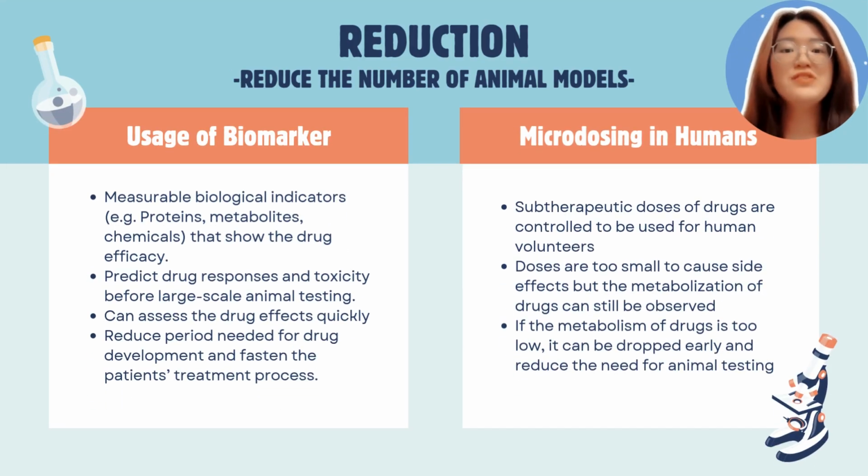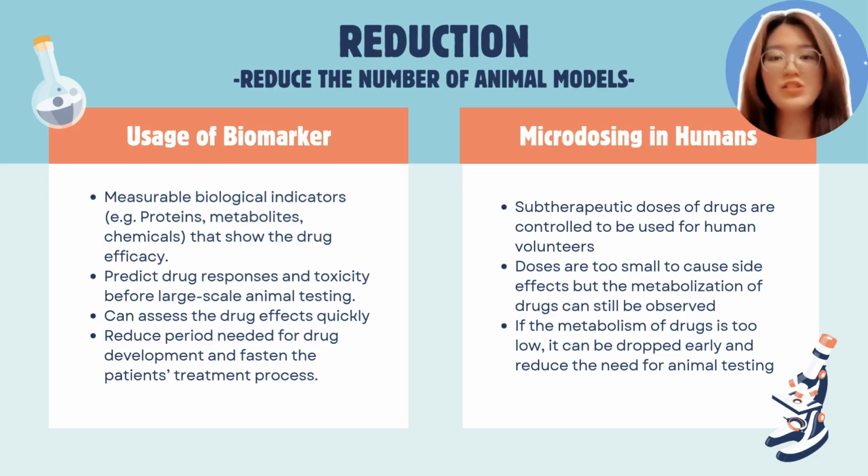The next R represents reduction that aims to minimize the number of animals used in scientific experiments while obtaining a reliable and valid result at the same time. Reduction can be achieved by improving experimental design and the usage of advanced technologies such as biomarkers and microdosing in humans. Biomarkers are measurable characteristics such as the concentrations of protein, metabolites, and chemicals found in the human body, which can indicate the drug efficacy.